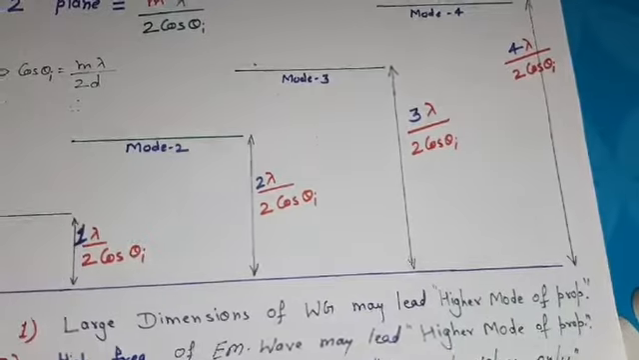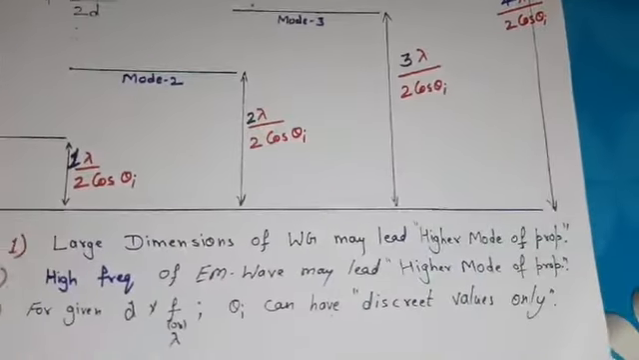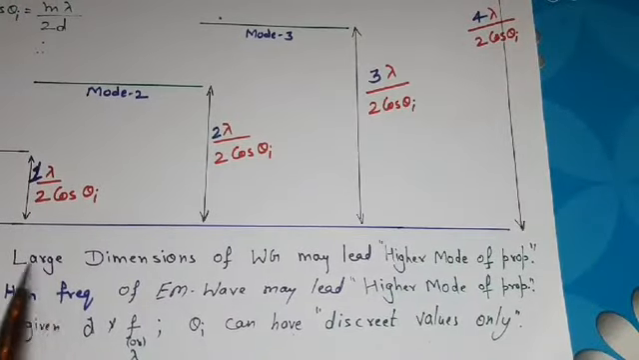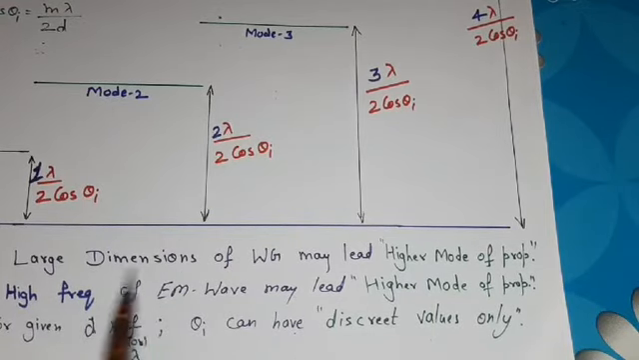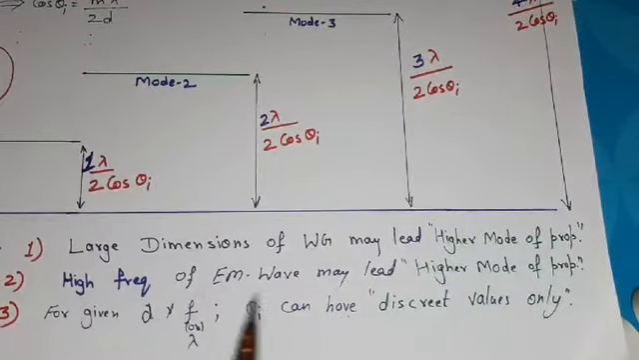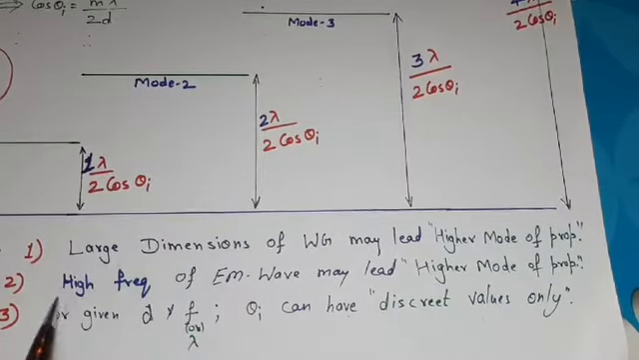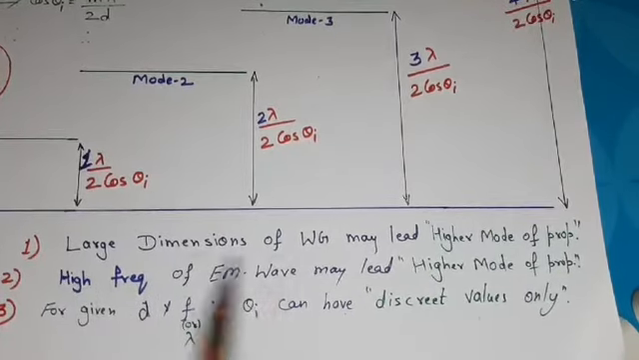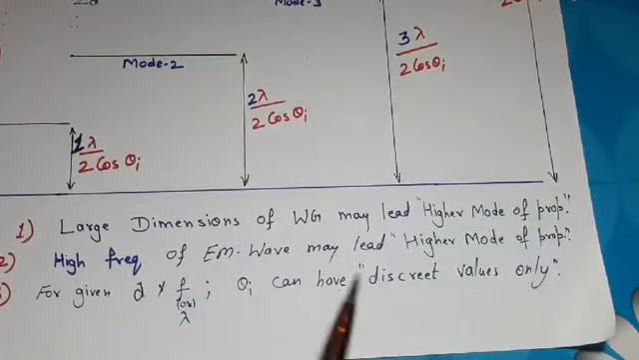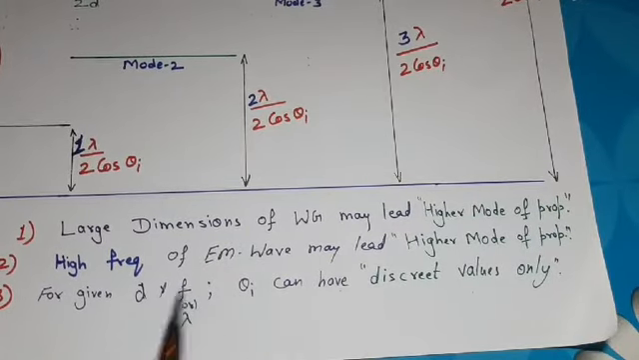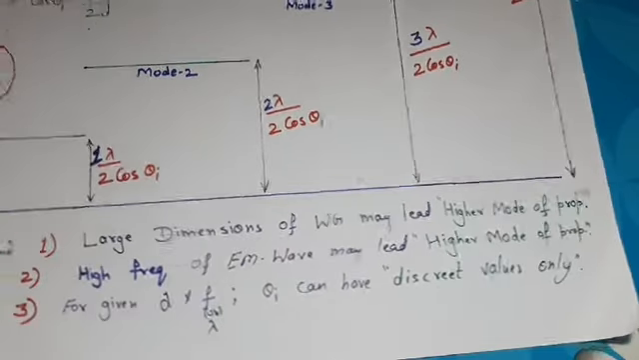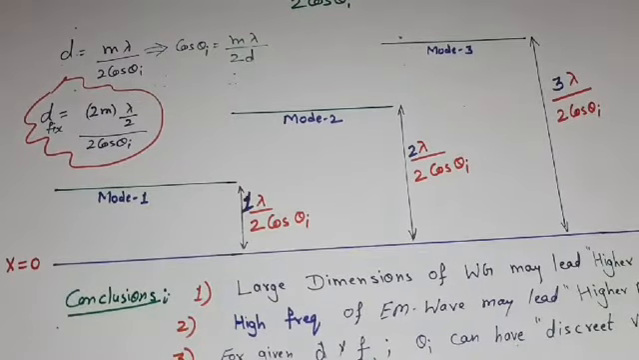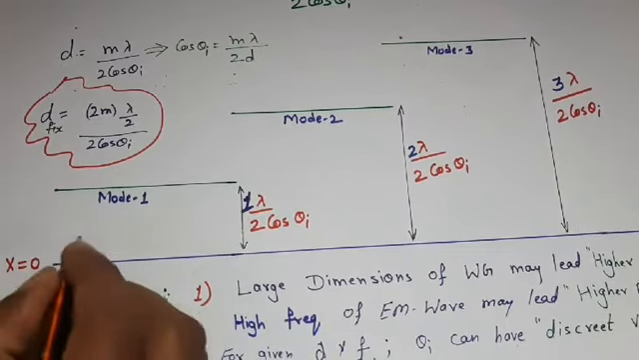If we summarize these 3 points, then in the first point, we can say it is likely to propagate higher modes if the dimensions of the waveguide are large. The second point says it is likely to propagate higher modes if the wave frequency is high. And in the third point, for given separation and frequency, the angle of incidence can have some discrete values only. Friends, we stop here. In the next lecture, we will learn about cutoff frequency, group and phase velocity, etc.